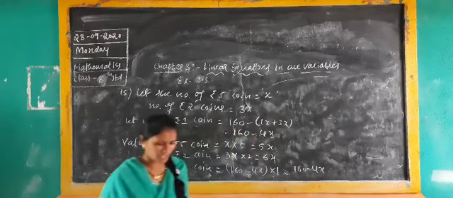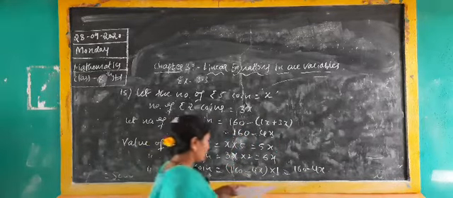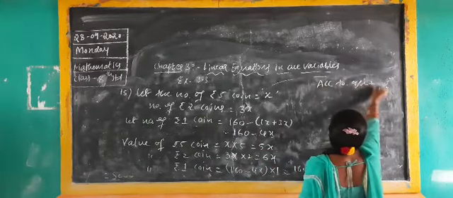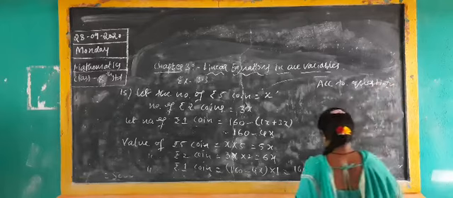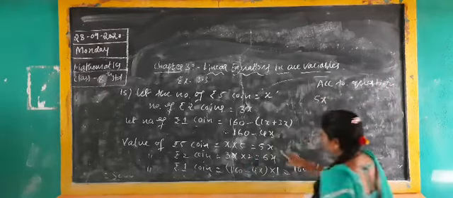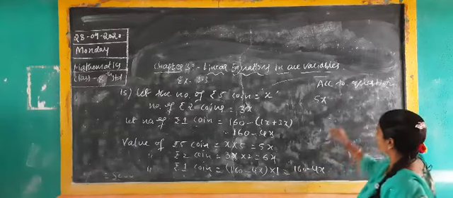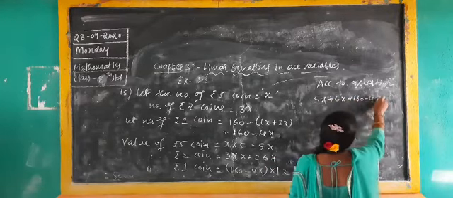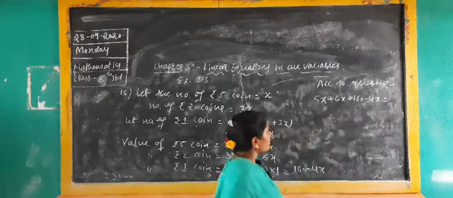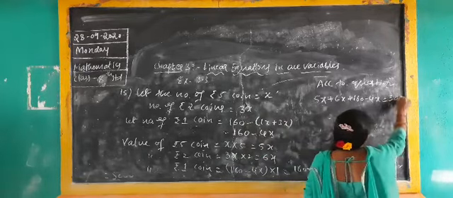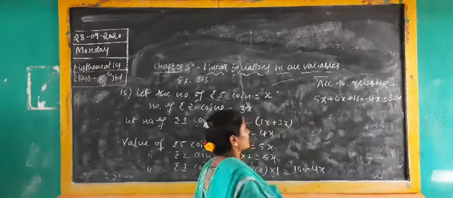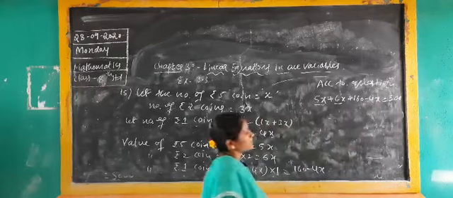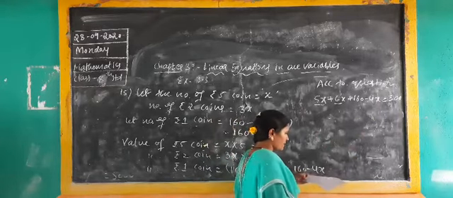Now, according to the question, you have to add the values. Here 5x plus 6x plus 160 minus 4x is equal to the total they have given, 300. Now let us calculate the value of x first. 5x plus 6x minus 4x means 5 plus 6 is 11, 11 minus 4 will be 7x.